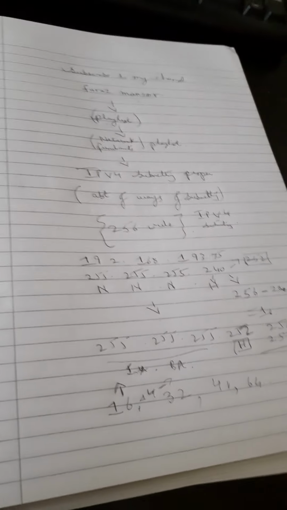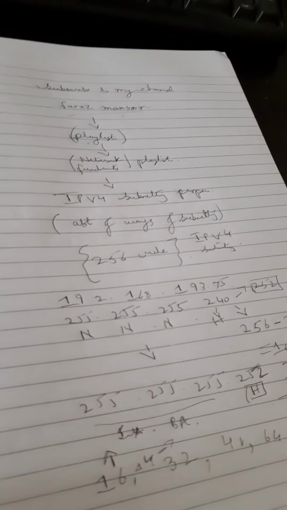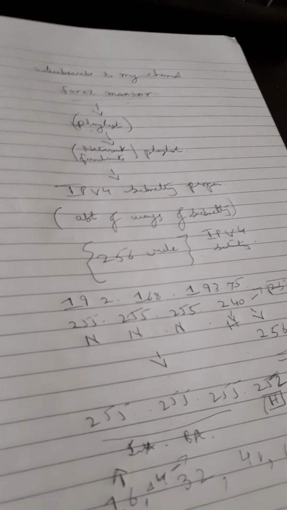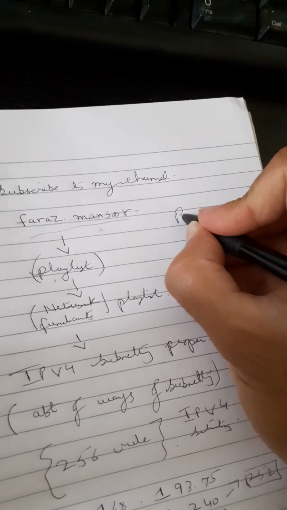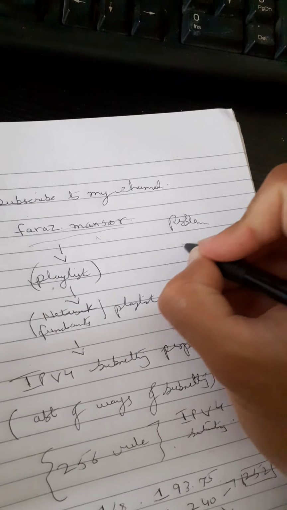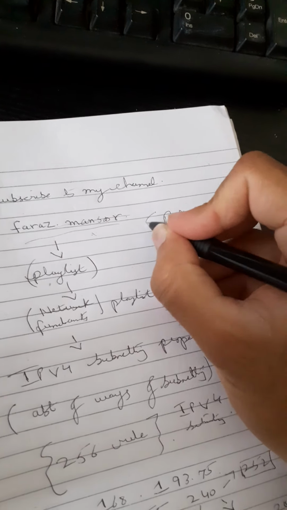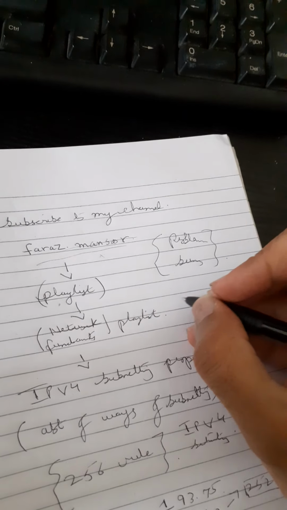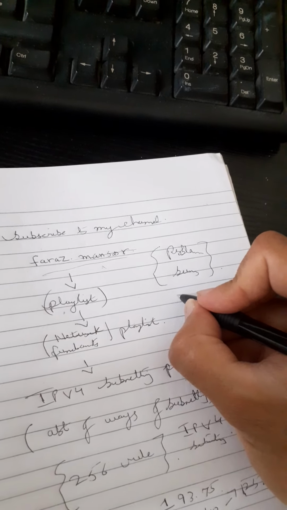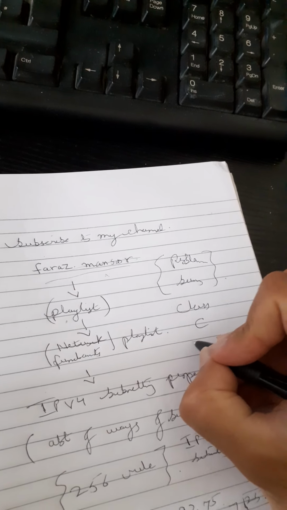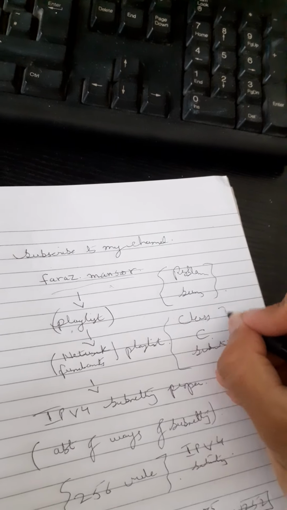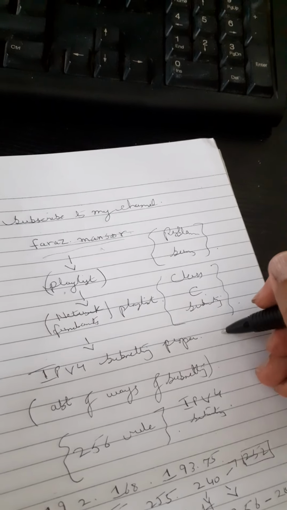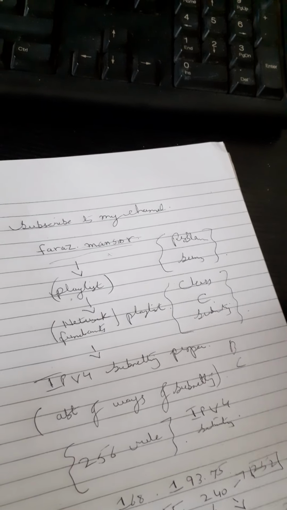So slowly we'll jump on to practical examples as well. To cut the video short, what we'll be concentrating more on is problem sums. We will be doing problem sums so that we know about Class C subnetting. Once we are comfortable with Class C subnetting, we'll move to B and C.